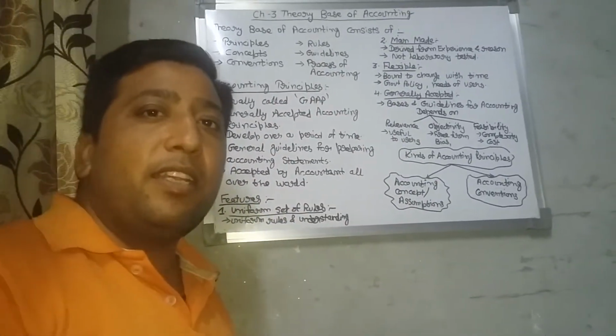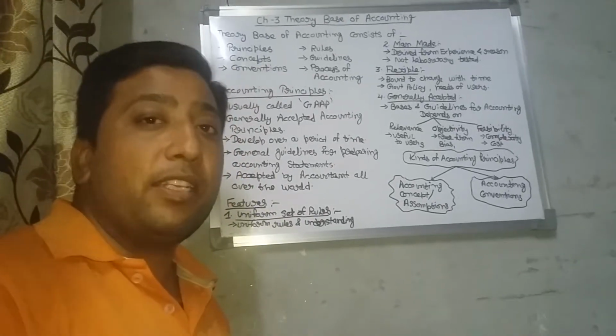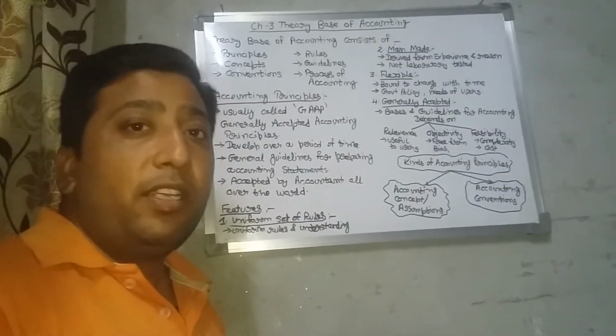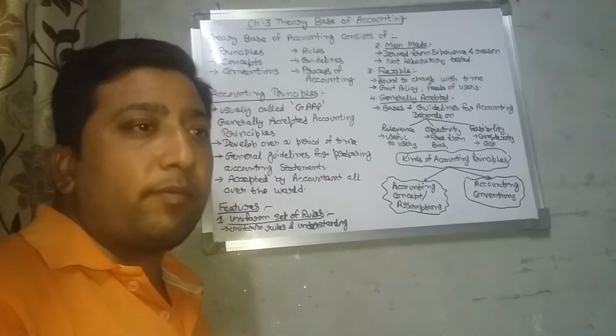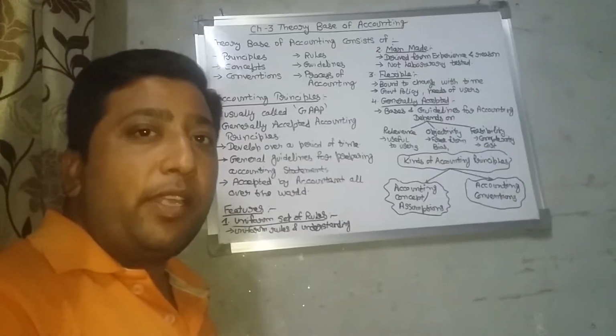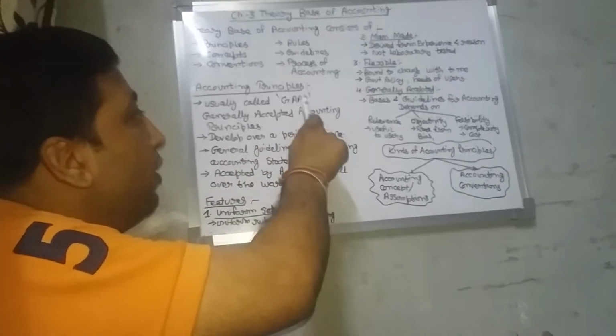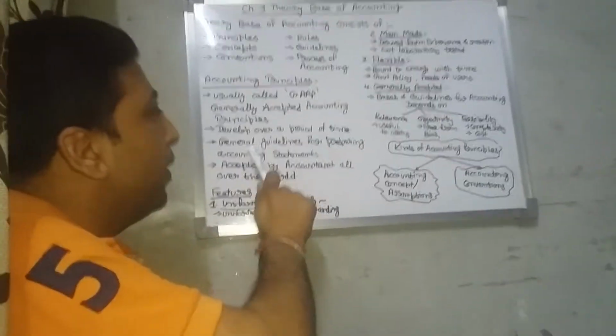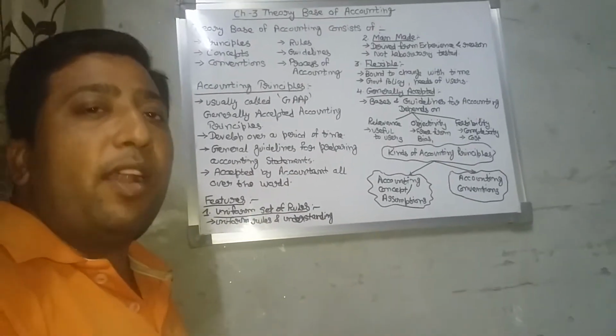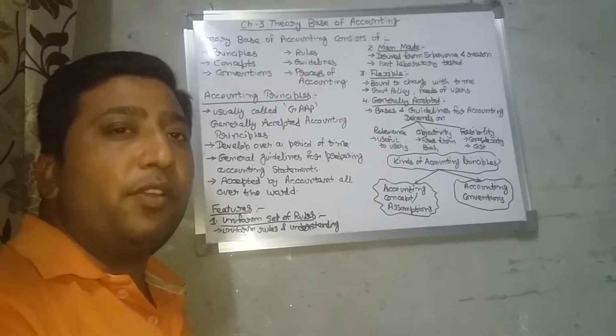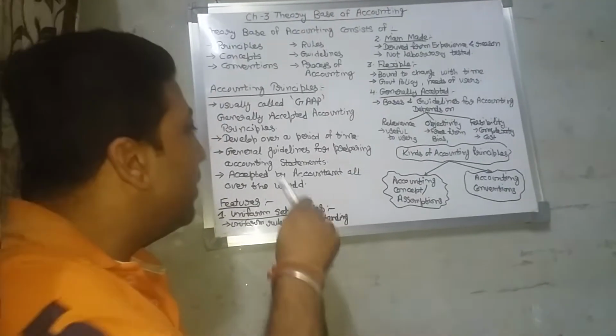Accounting principles are generally accepted guidelines that have to be accepted by accountants all over the world. It is based on GAAP. GAAP means generally accepted accounting principles. Usually called GAAP, generally accepted accounting principles. This is developed over a period of time. Means during an accounting year, we have to follow these principles.